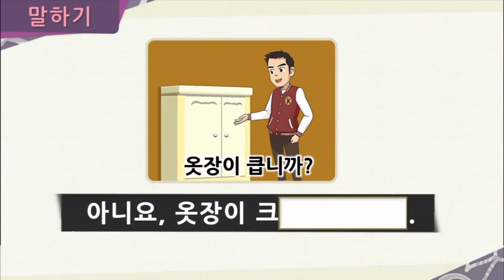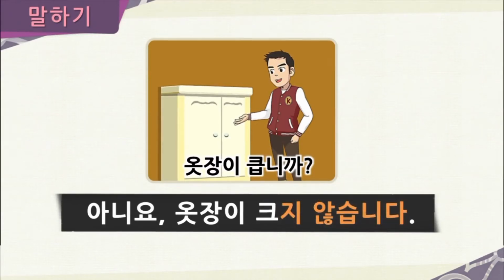In this exercise, we will use the 지 않습니다 grammatical pattern that we looked at a little earlier to answer the question. Now, in this exercise here, the question 옷장이 큽니까? Or is the wardrobe big? Is being asked. How would you answer by saying that it is not big? Correct. You would say, 아니요, 옷장이 크지 않습니다.